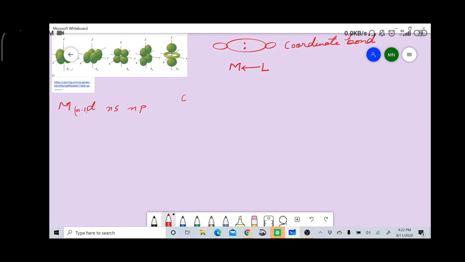With coordination number 2 in a complex, there is sp hybridization. One s and one p orbital are used to make bonds. First, these two orbitals get hybridized, and these two orbitals arrange themselves in a linear manner, and with these two hybrid orbitals, ligand orbitals overlap to make bonds.